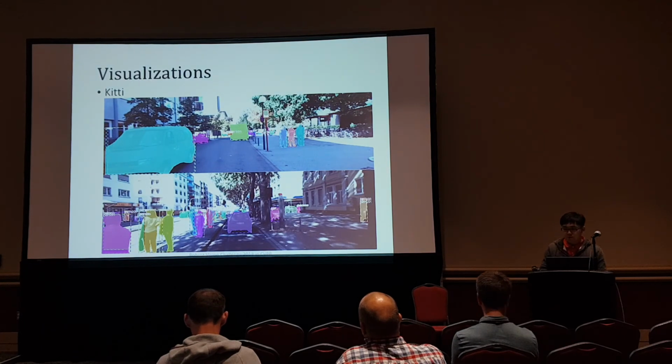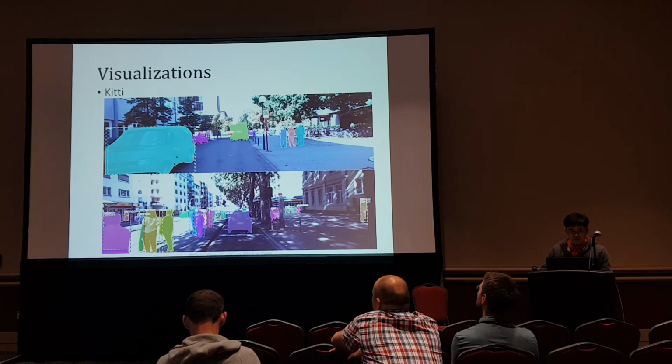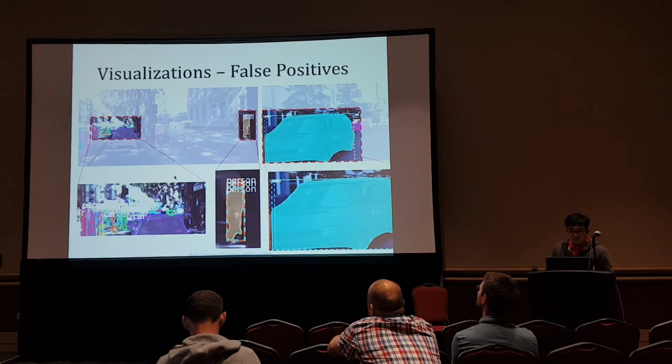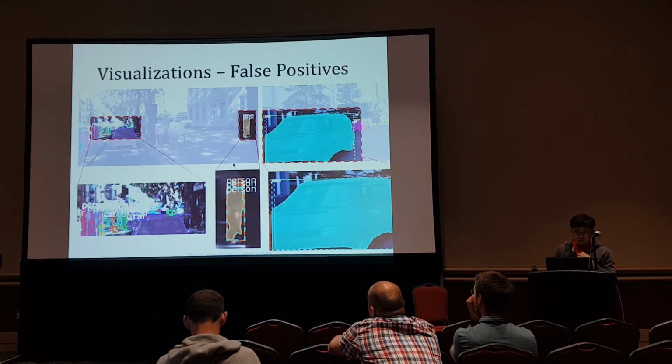Here are some visualizations for the mask and the bounding box on two test set images. As you can see, the predicted masks are quite accurate. However, there are many false positives. For example, at this far background area, there are many small false positives. And for a single object, there are multiple highly overlapping predictions.